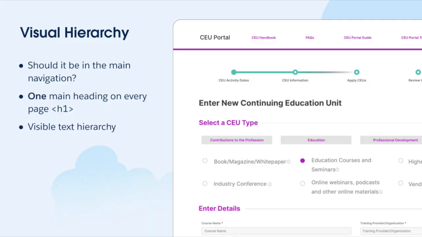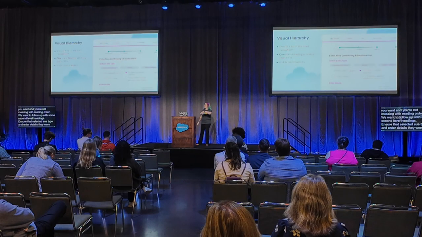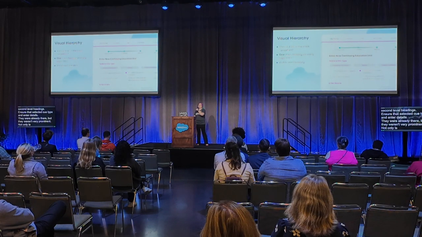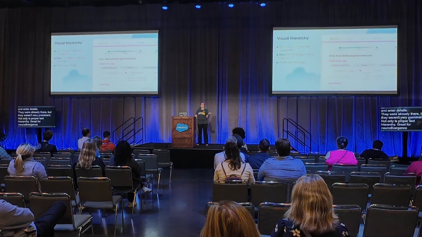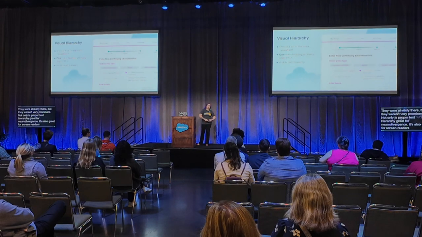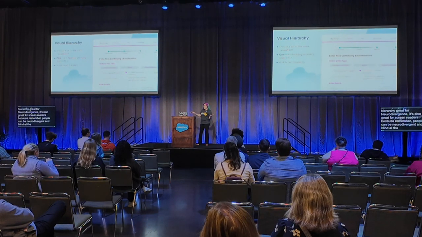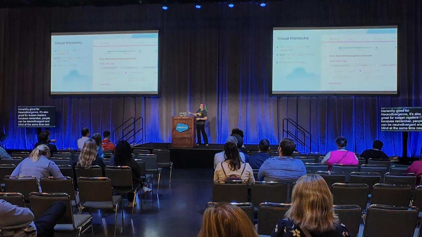We want to follow up with some second level headings: "Select the CEU type" and "Enter details." They were already there, but they weren't very prominent. Not only is proper text hierarchy great for neurodivergence, it's also great for screen readers because, remember, people can be neurodivergent and blind at the same time. Now we have a little bit of a better hierarchy.